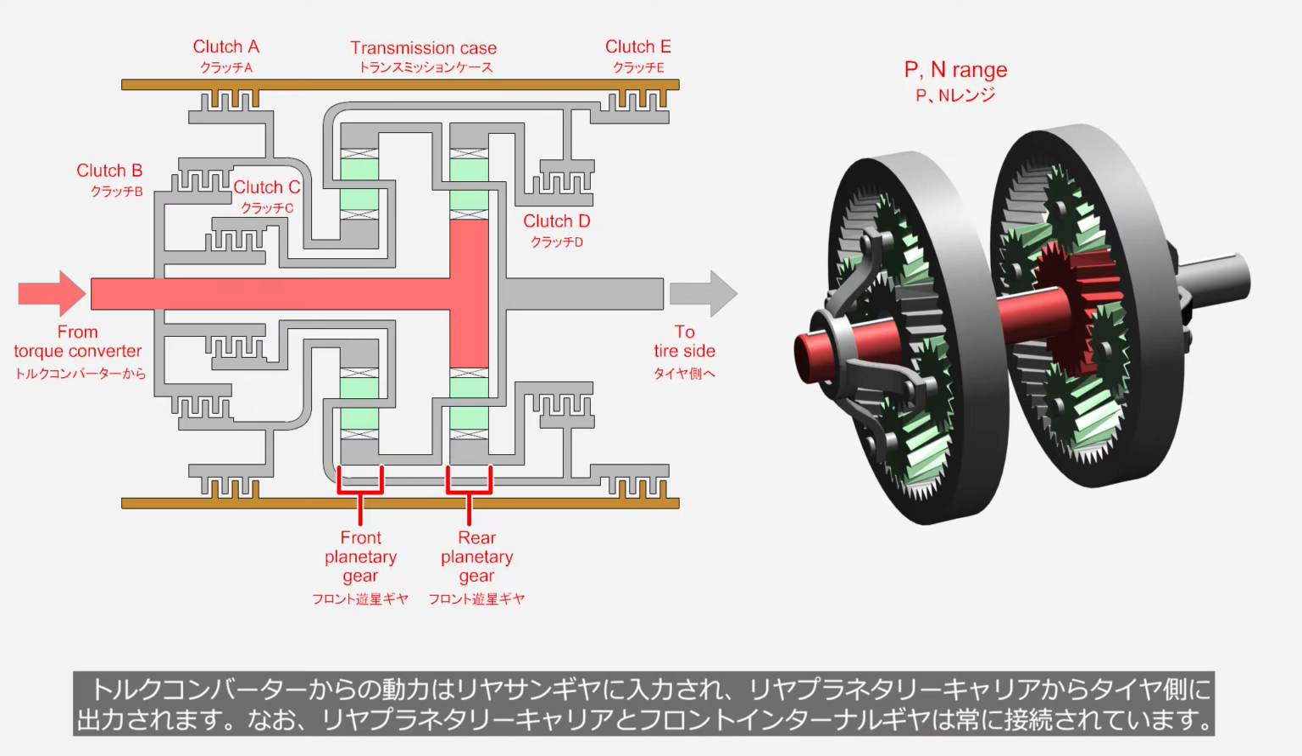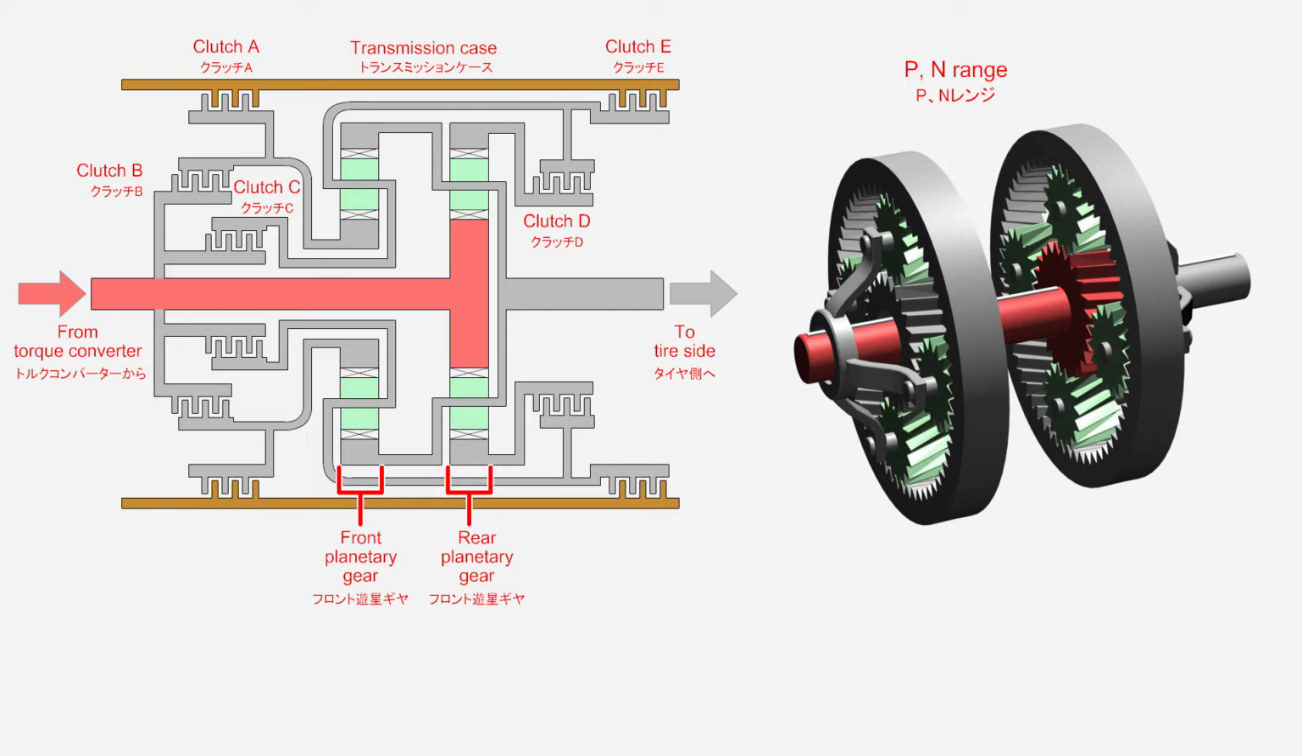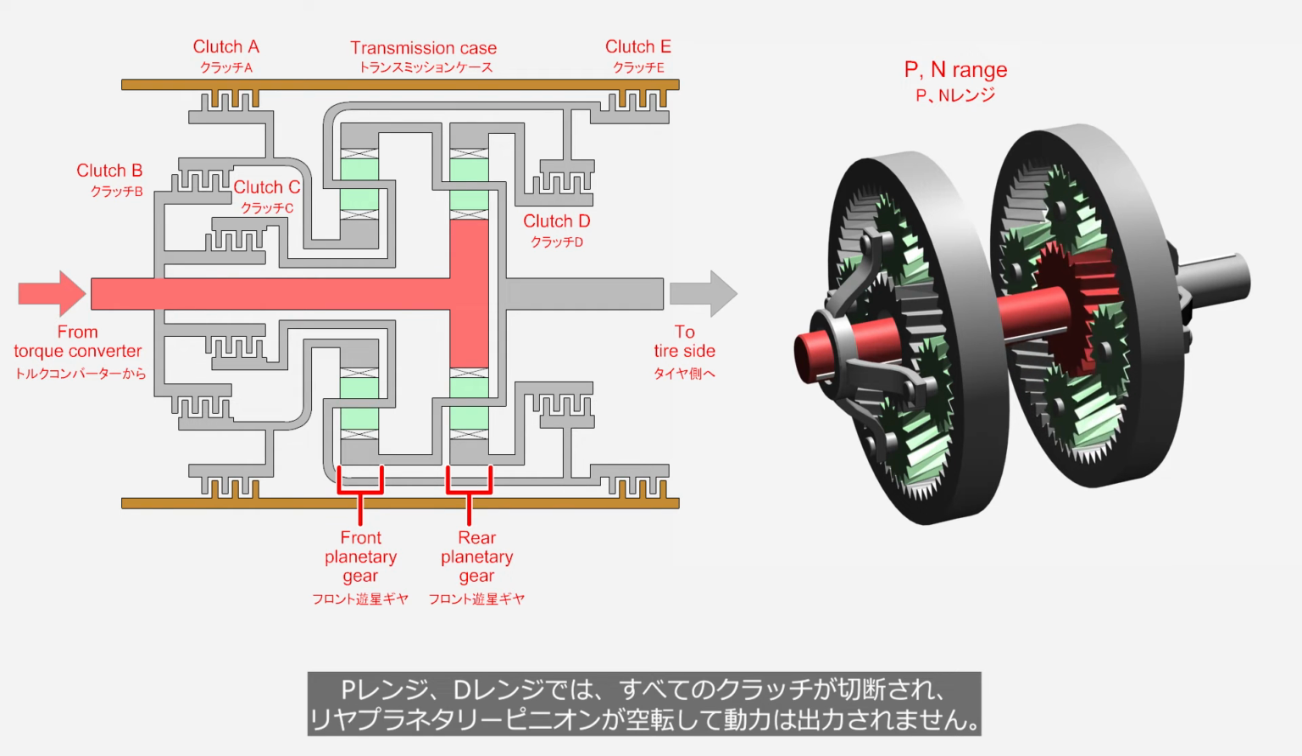The power from the torque converter is input into the rear sun gear, and output to the tire side from the rear planetary carrier. The rear planetary carrier and the front internal gear are always connected. In the P and D ranges, all clutches are disengaged, and the rear planetary pinions rotate idly, resulting in no power output.